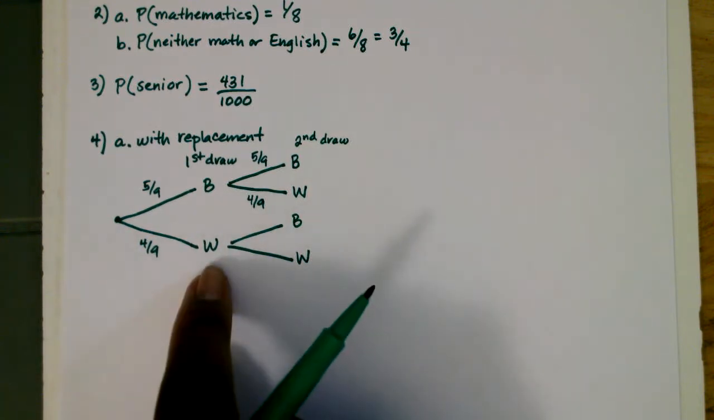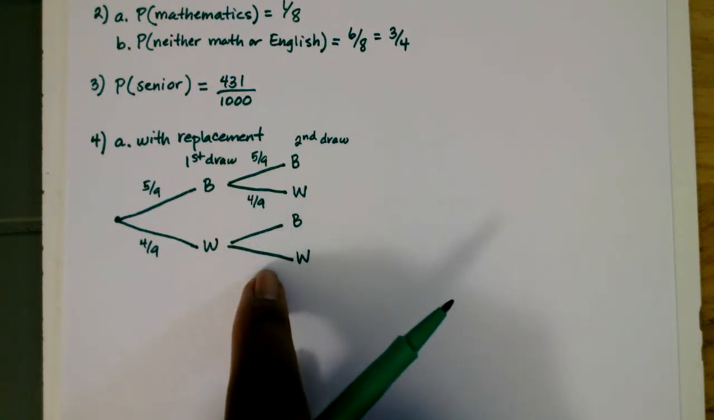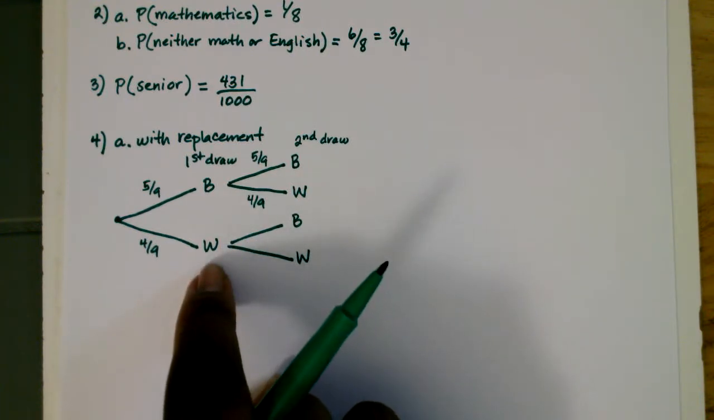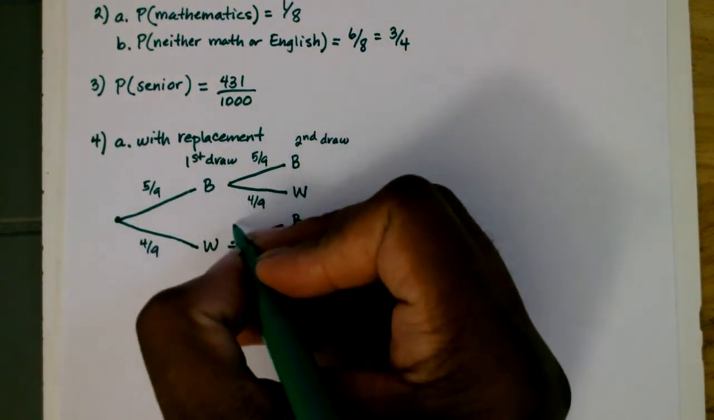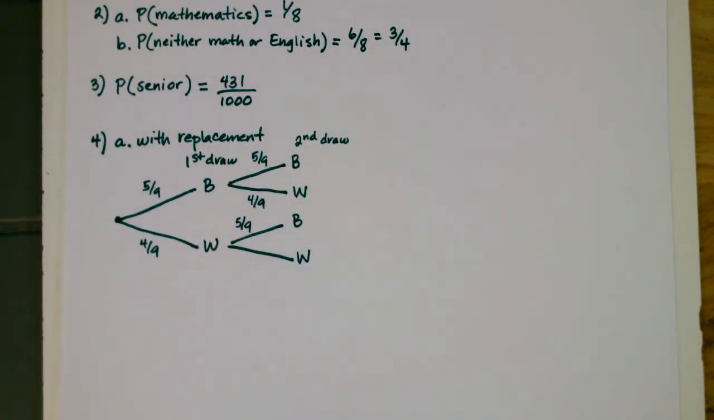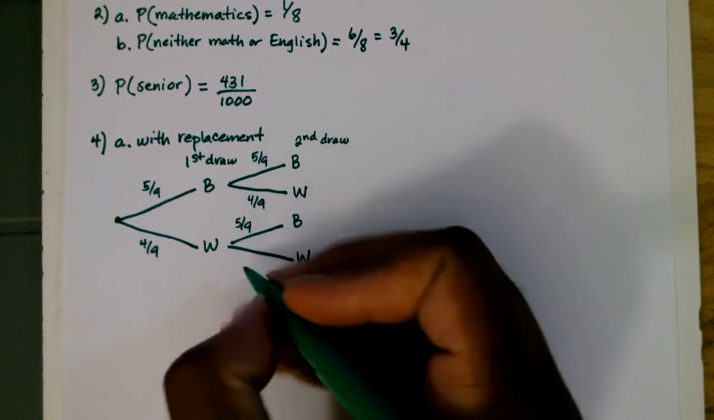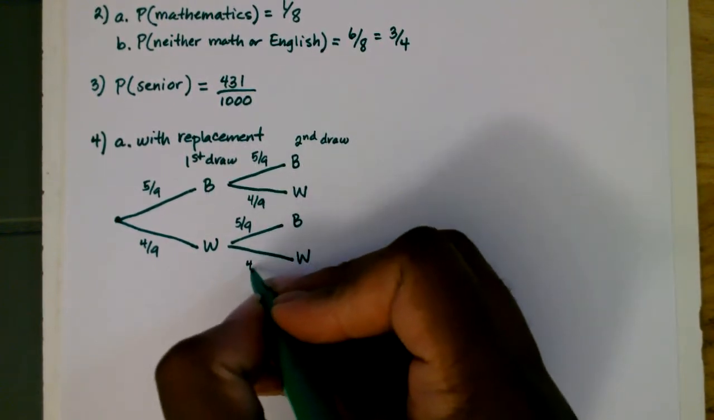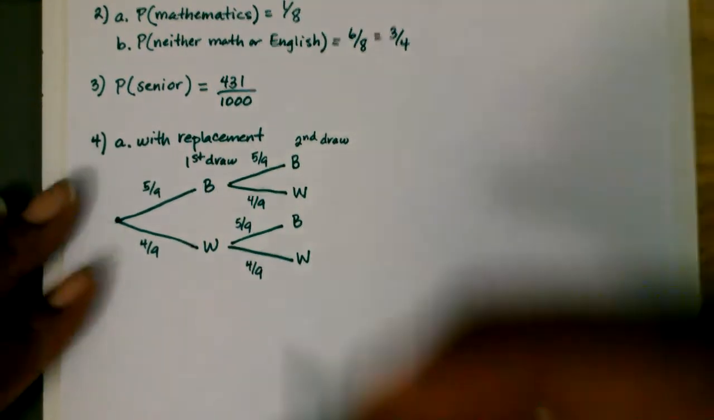Or if the first ball was white, with replacement, the probabilities for a black or a white ball are going to remain the same. So with the white ball being drawn first, the probability of drawing a black ball will be still 5/9 because it is with replacement. That means on the second draw, you're going to still have 9 balls to choose from. And then for a white ball, if it goes back in and we draw another white ball, it's still going to be 4/9.